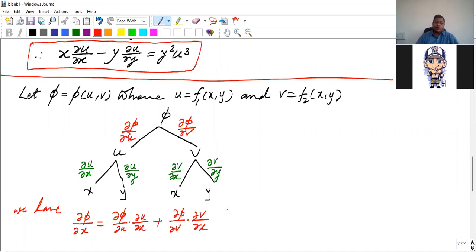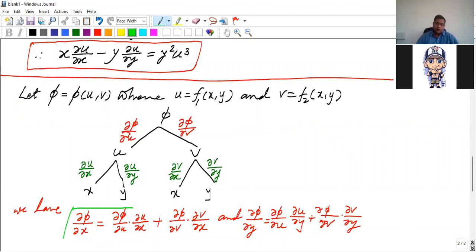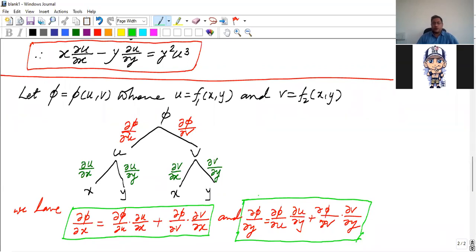Now, if we want to find the derivative with respect to y for this phi, then I'll be having ∂phi/∂y is equal to ∂phi/∂u times ∂u/∂y, plus we'll be having ∂phi/∂v times ∂v/∂y. So this way we are able to find the derivative of this phi with respect to x and the derivative of this given function phi with respect to y. Okay, now this is in case the function is a function of two variables.